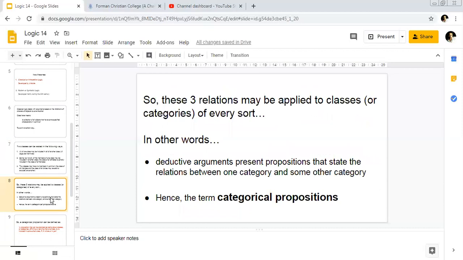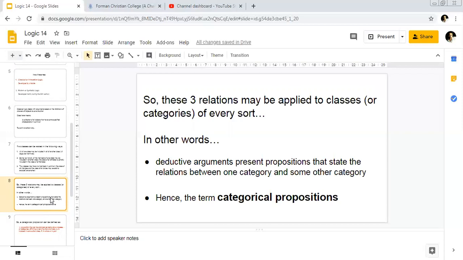So these three relations may be applied to classes or categories of every sort. In other words, deductive arguments present propositions that state the relations between one category and some other category. So basically it's about two categories, and it's about the relations between those categories in these three ways: it could be wholly included, it could be wholly excluded, some of it could be part of the other, some of it could not be part of the other, and the both of them could have nothing in common and be mutually exclusive. So this is what the theory is in a nutshell about.